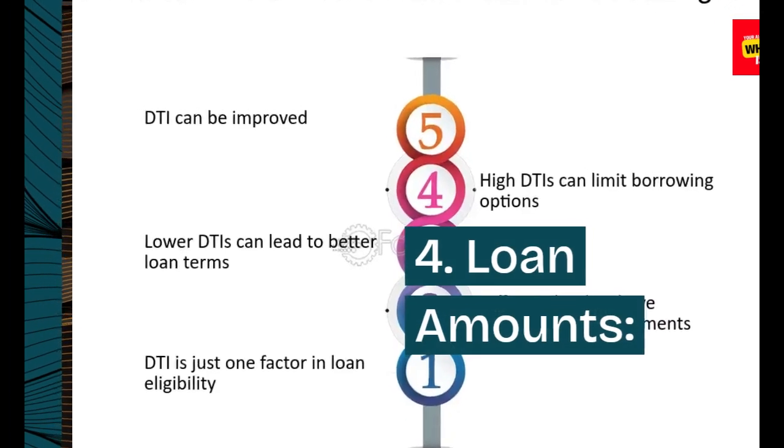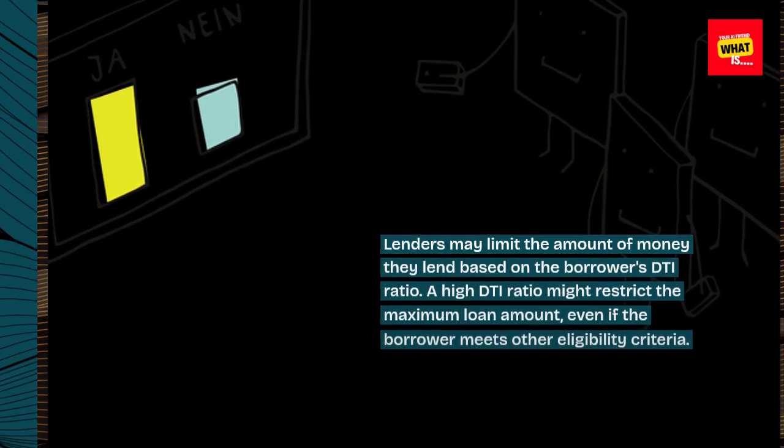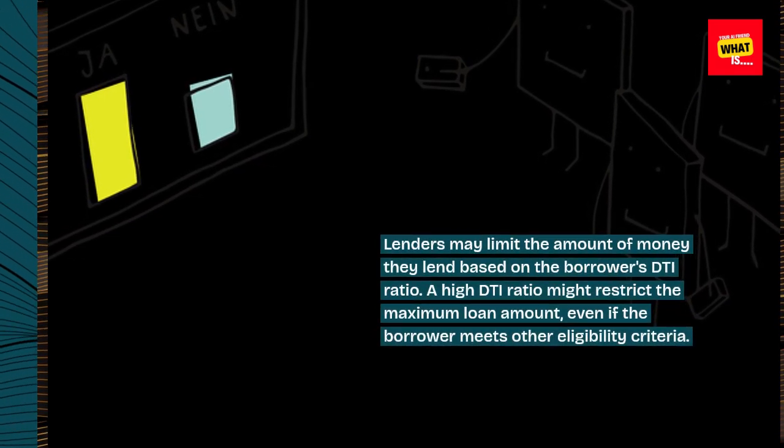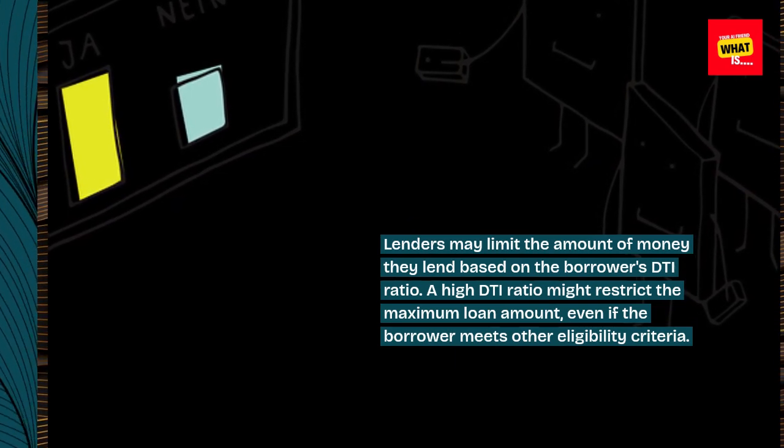4. Loan amounts. Lenders may limit the amount of money they lend based on the borrower's DTI ratio. A high DTI ratio might restrict the maximum loan amount, even if the borrower meets other eligibility criteria.